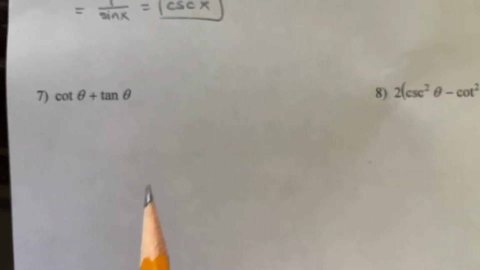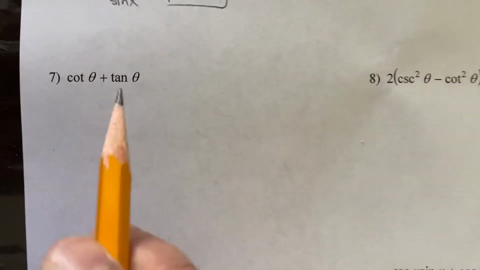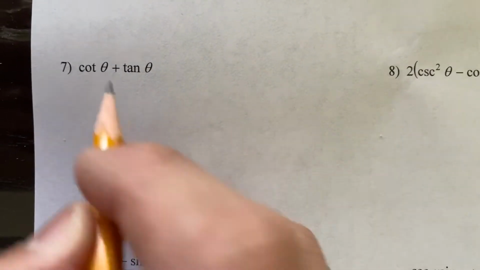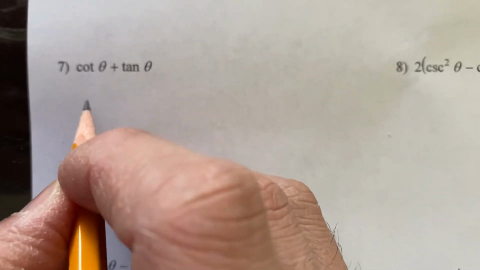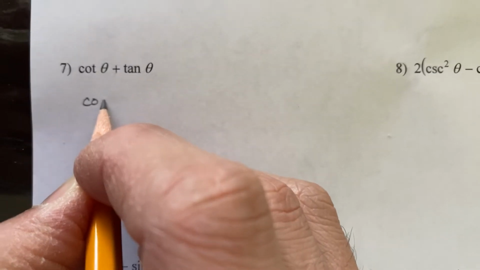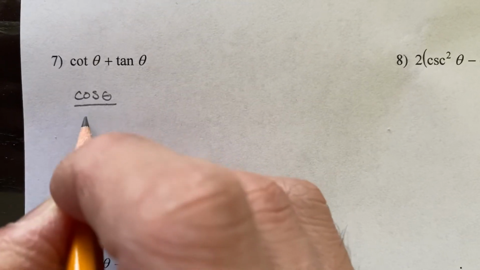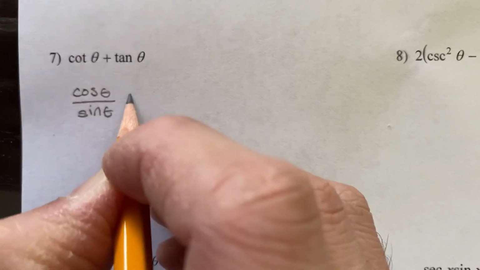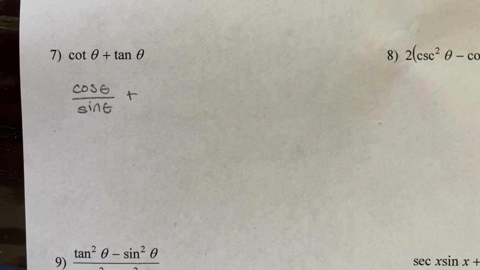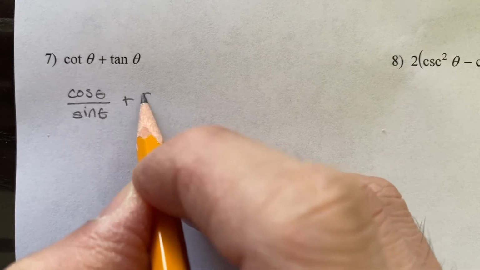All right, moving on. Now you take a look at a problem like number 7, right? It's like, where do I even begin? Well, why don't you convert cotan to cosine over sine? Tangent is sine over cosine.